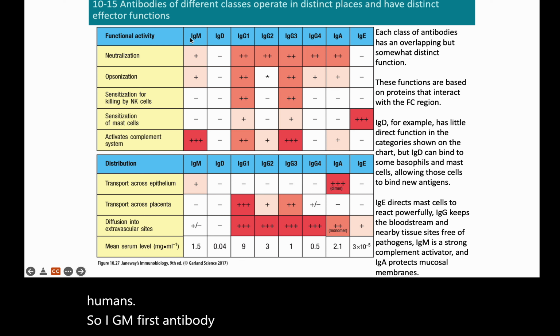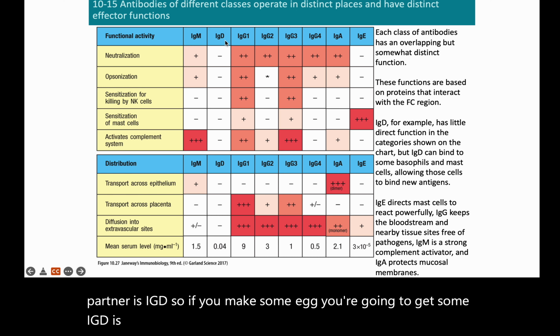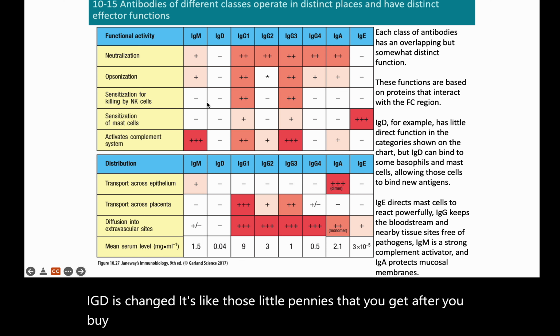It's great. And remember, IgM's partner is IgD. So if you make some IgM, you're going to get some IgD as change. It's like those little pennies that you get after you buy whatever. What are they for? I don't know. They just make up the transaction.